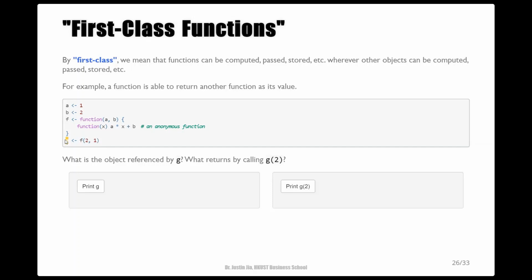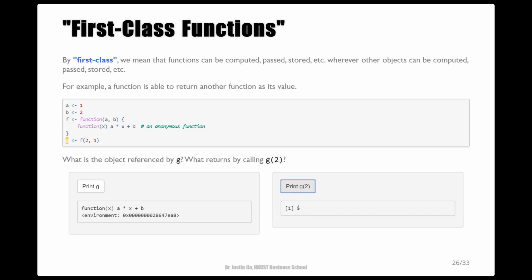If you type g in your console, it prints this, confirming that this name g is referencing a function object. And we can further call function g with an argument of 2, and it generates the output 5. But then you may wonder how this returned function finds the values for a and b when it is called with 2.